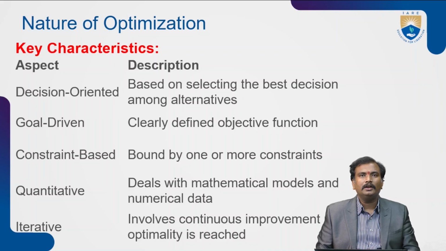And the next one is goal. Whenever we are maximizing or minimizing something, that is our main goal, so clearly we have to define our objective function. Then constraint based, which is bound by one or more constraints. We are going to have some constraints for any particular objective function. And quantitative, which deals with mathematical models and numerical data. And iterative is nothing but it involves continuous improvement until optimality is reached.